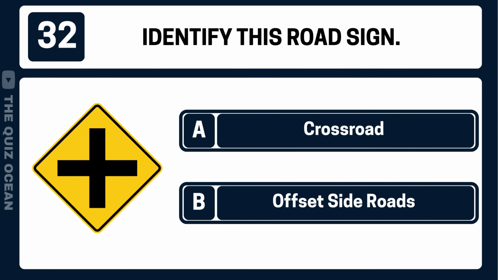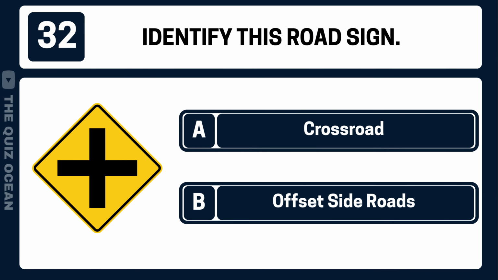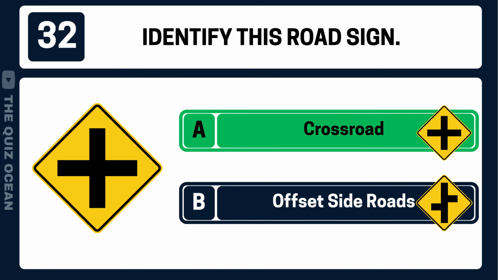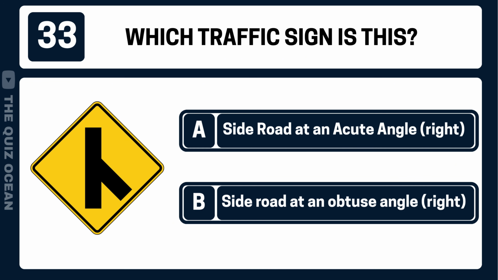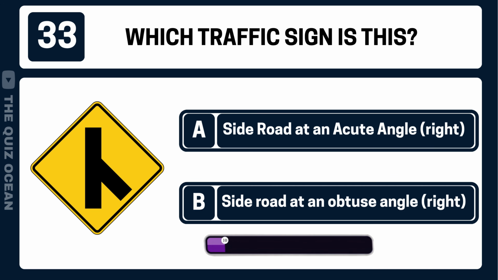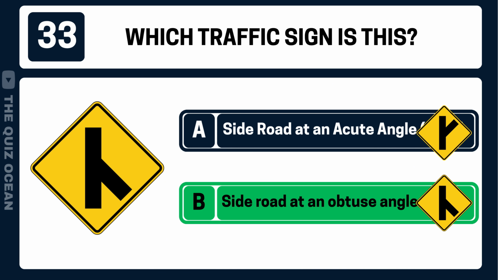Identify this traffic sign. A. Crossroad. B. Offset side roads. Correct. It is the crossroad sign. Which traffic sign is this? A. Side road at an acute angle right. B. Side road at an obtuse angle right. Correct. It is the side road at an obtuse angle right sign.